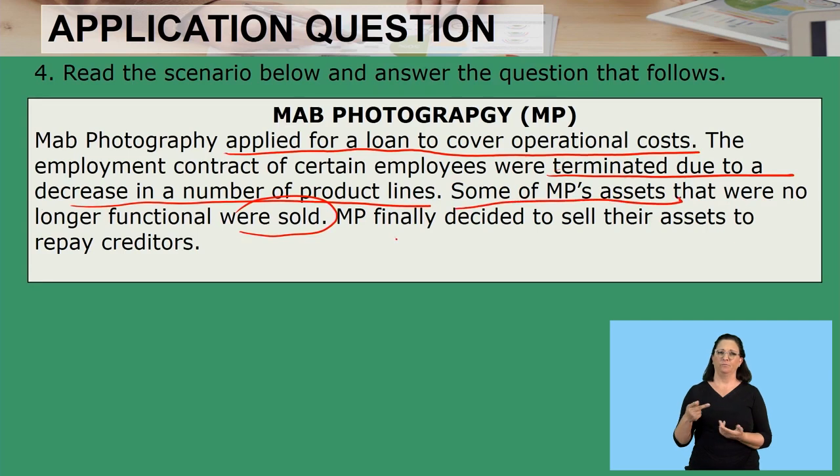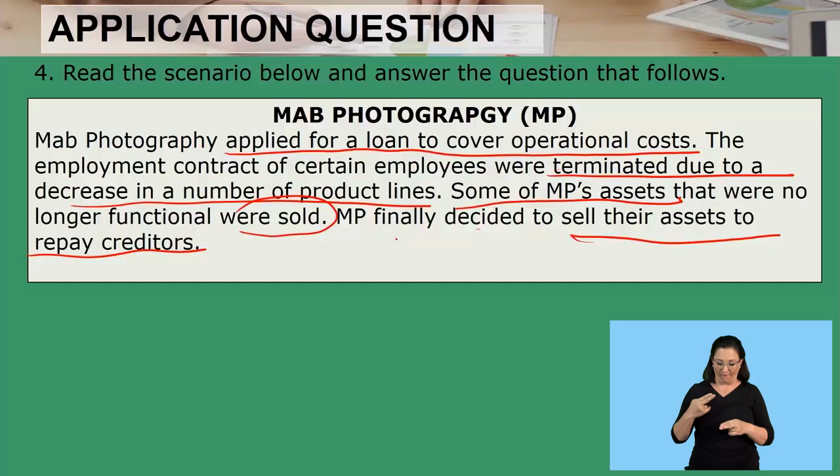MP finally decided to sell their assets to repay creditors. So eventually, just when I was about to celebrate to say at least they did not sell, they're saying MP finally decided to sell their assets to repay the creditors. So can you see what has happened here? They've terminated a number of employees and they've sold some of their assets, but eventually they've decided to sell the assets to repay creditors. So if they've sold their assets, meaning there is nothing in the business basically.